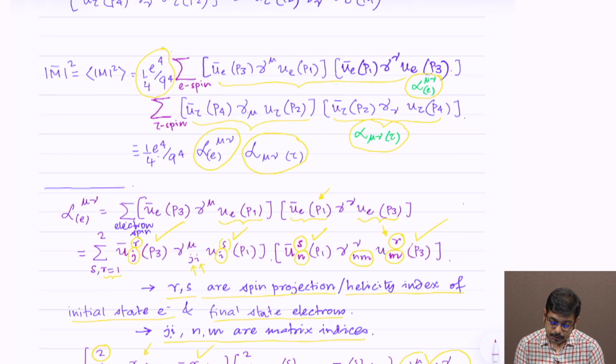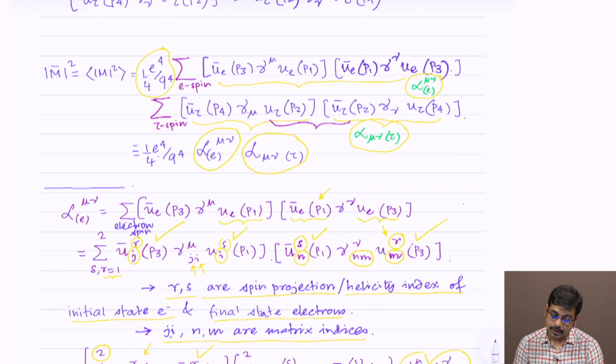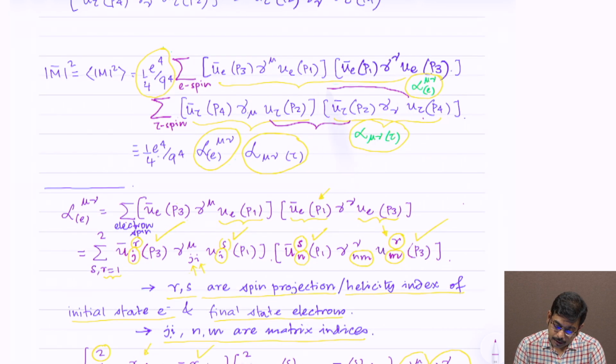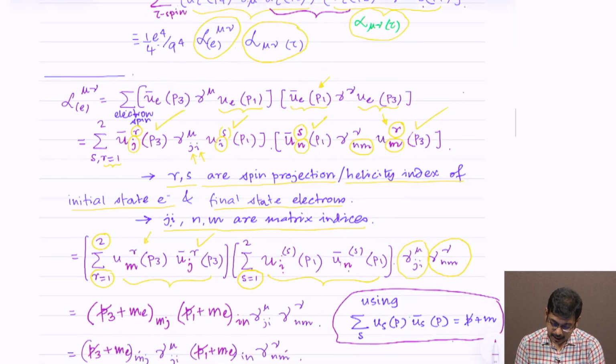So, the L mu nu tau part: you see that this was U tau bar P4 gamma mu U tau P2, and U tau bar P2 gamma nu U tau P4. So you can imagine that these are the parts which are going to give you P2 slash plus m tau, correct? And this U tau P4, together with U tau bar P4, is going to give me P4 slash plus m tau, and the gamma mu and gamma nu will sit in between.